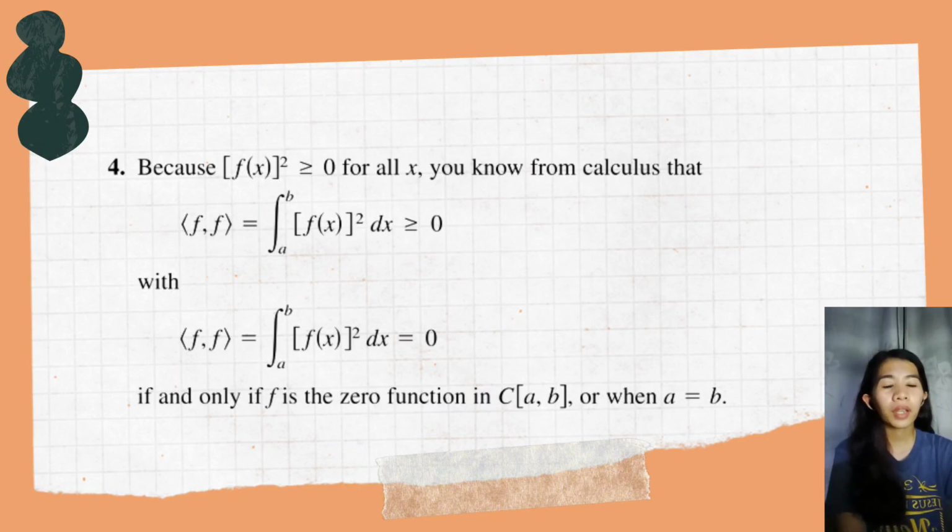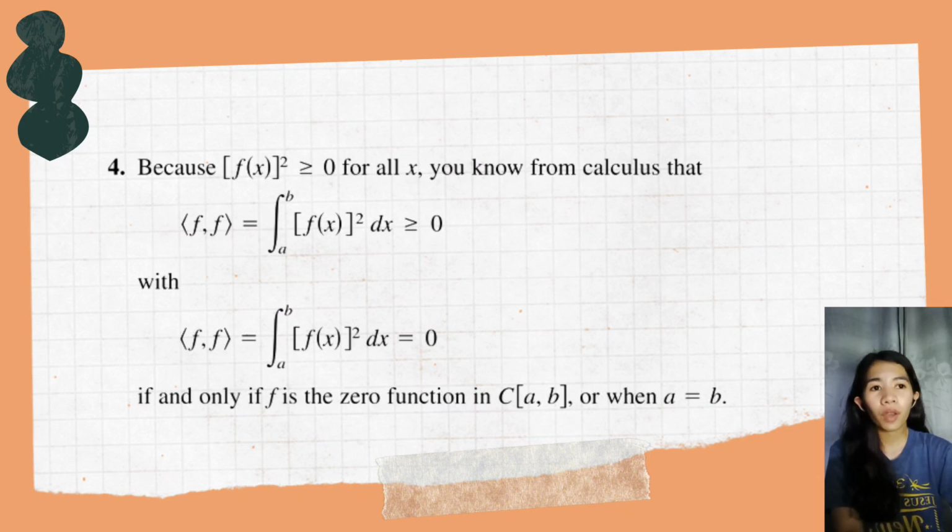The fourth thing, we have to know that the inner product is greater than 0. The inner product of vector and vector is greater than 0. Let's see if that works. The integral from a to b of f of x squared, we can say that it has to be greater than or equal to 0. Why? Because when we are squaring something, then it is on or above the x-axis.